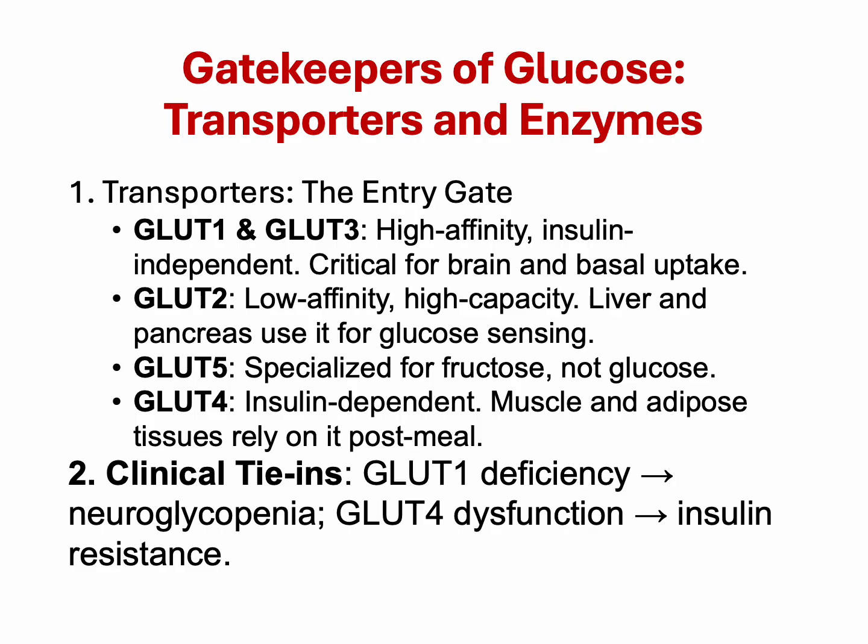The clinical tie-in: GLUT1 deficiency can cause low brain glucose, leading to seizures and developmental issues. With GLUT4, problems reduce insulin-driven glucose uptake, causing insulin resistance and higher blood sugar.